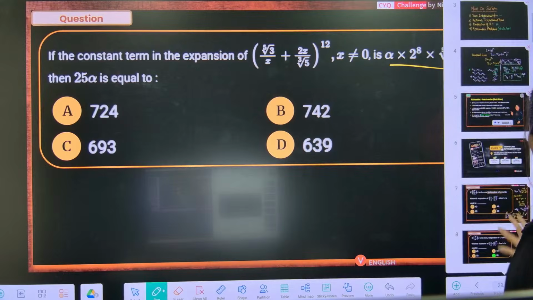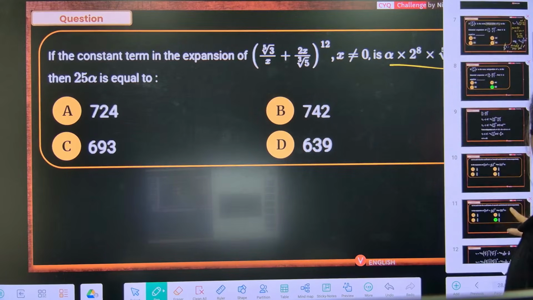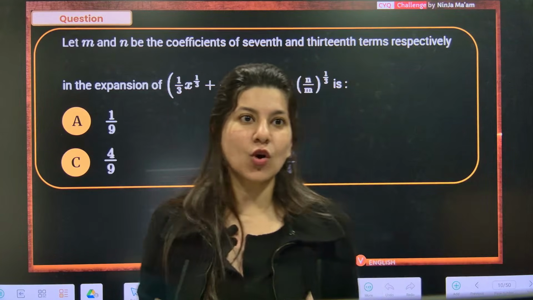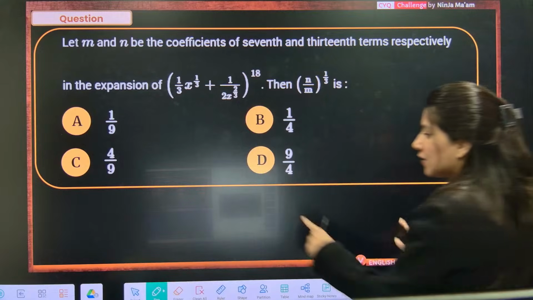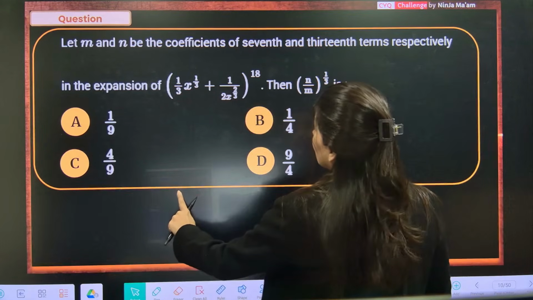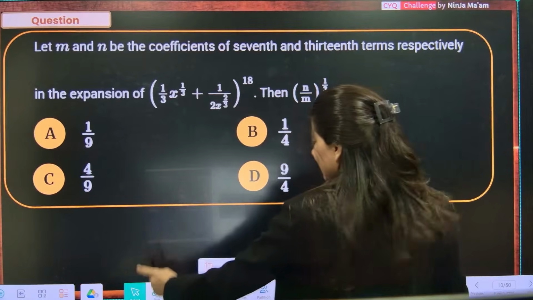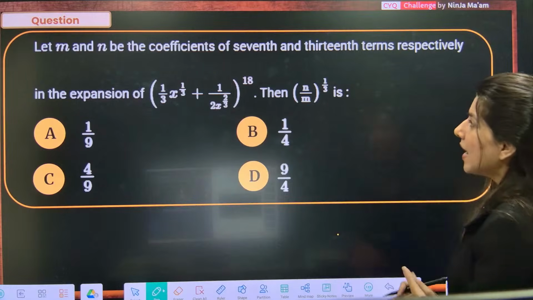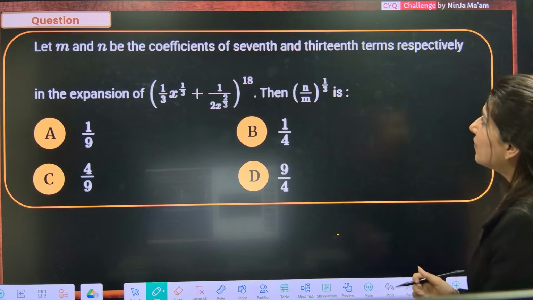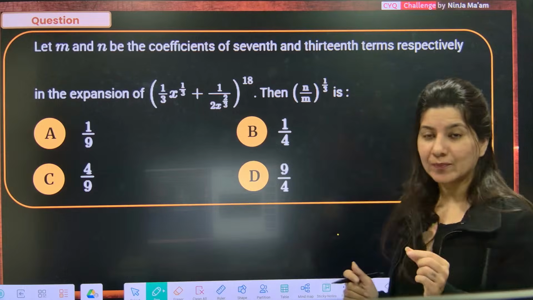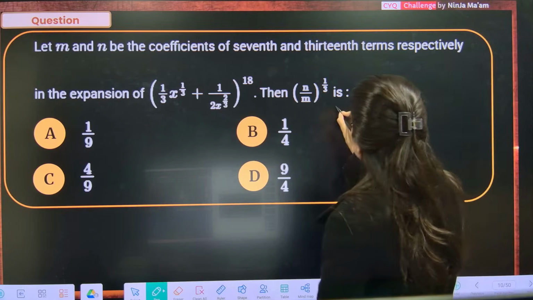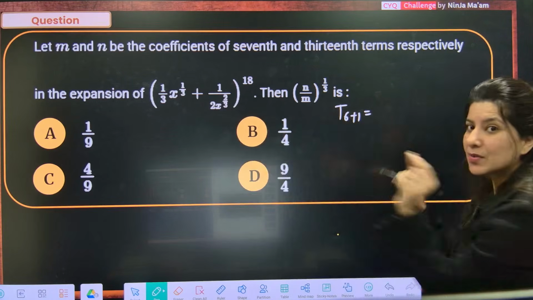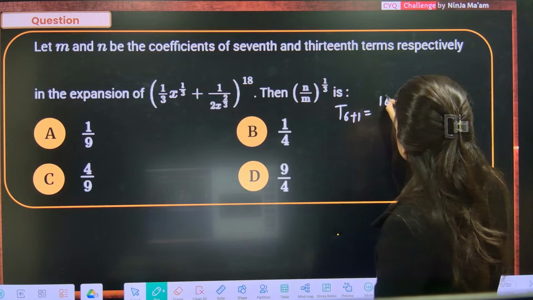Okay, let's move forward and tap another category over here. So in some questions what they do is they talk about ratio, ratio of the two coefficients. So let's deal with these types of questions as well. Let's understand how to handle this. M and N are the coefficients of the 7th and 13th terms. 7th term we are looking for. So T7 will be T6 plus 1, correct? 18. So T6 plus 1, again general term formula, 18C6.